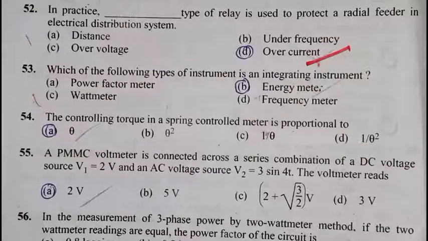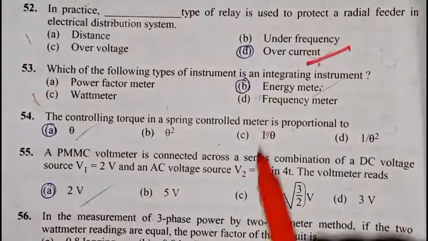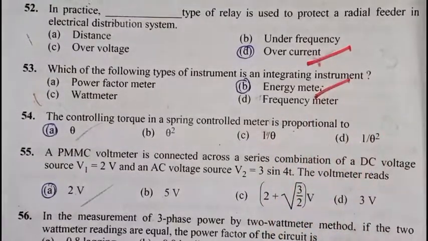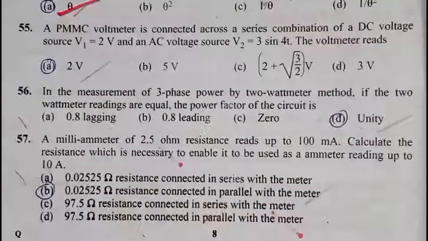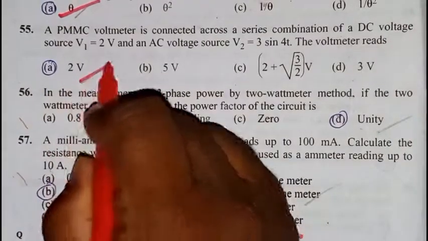Question number 53. Which of the following types of instrument is an integrating instrument? Answer option B. Energy meter. Question number 54. The controlling torque in a spring controlled meter is proportional to, answer, theta. Question number 55. A PMMC voltmeter is connected across a series combination of DC voltage source V1 equal to 2 volts and an AC voltage source V2 equal to 3 sin 4t. The voltmeter reads. Answer option A, 2 volts.